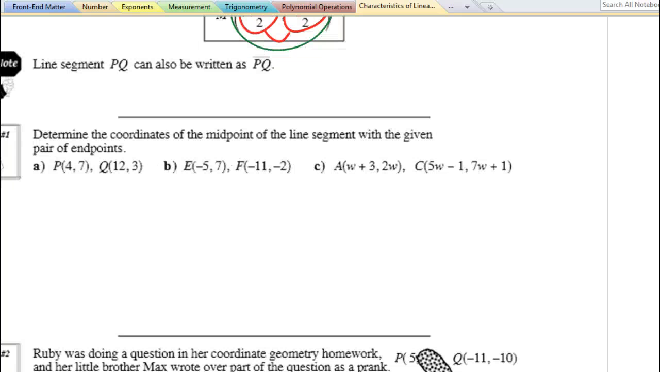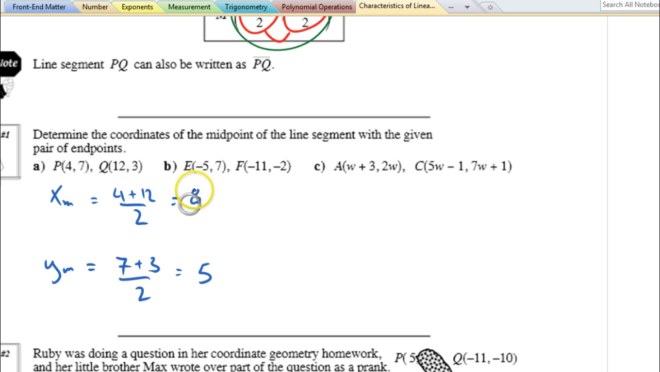Problem number 1. What's the midpoint of these line segments? Well again, let's do the x midpoint and the y midpoint. So 4 plus 12 divided by 2 and 7 plus 3 divided by 2. So that one's going to be 8, and that one's going to be 5. So the midpoint, make sure you always write it as a coordinate though: 8, comma 5. Do the x first, because the x coordinate always comes first. Okay, you try that one.